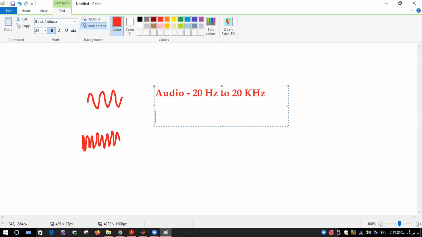Now, if you talk about the radio frequency range, it starts at 30 kilohertz, and we now have different bands. It goes up to 300 gigahertz. It's a very huge range. That's why it has been divided into different bands. I'll show you something, just a minute.